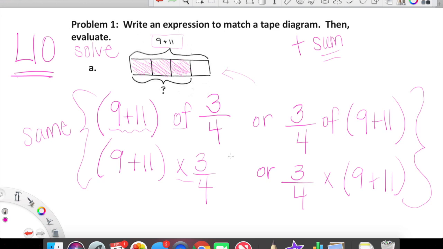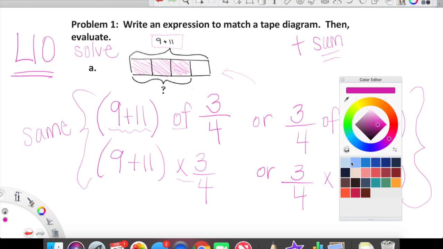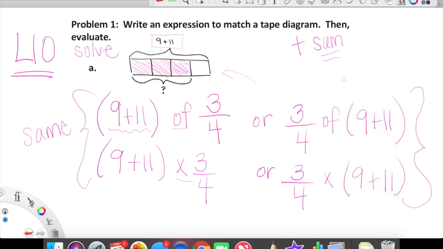Pretty cool stuff. Now, what we're being asked to do is evaluate or solve the expression. And no biggie, this is what we've been working on for a while now. So I would be overjoyed to evaluate that expression.